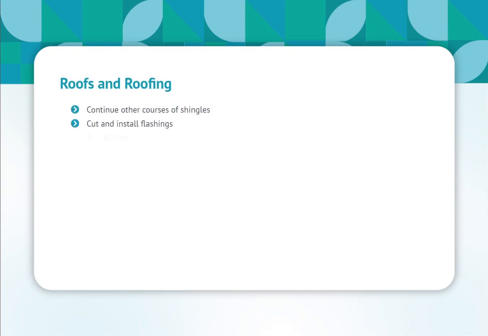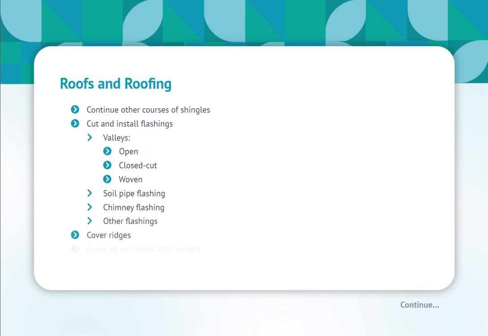Continue other courses of shingles. Cut and install flashings. Valleys: open, closed cut, woven. Soil pipe flashing. Chimney flashing. Other flashings. Cover ridges. Cover all nail heads with cement. Glue down tabs.